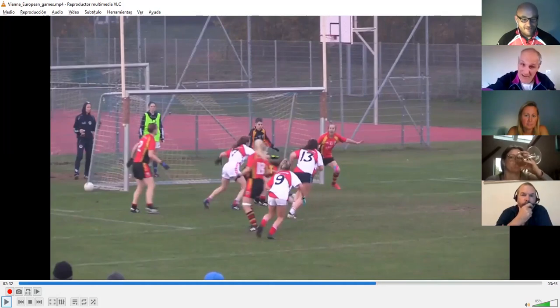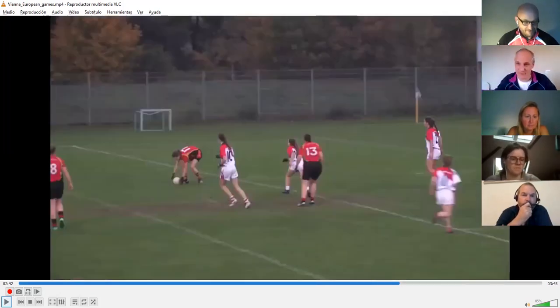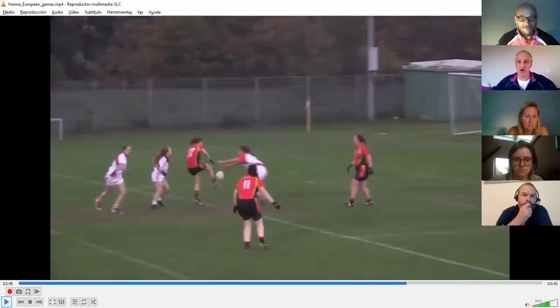She fouled the player. So when you foul the player, it's a free. So she didn't contact the ball at all. Didn't touch the ball. So that's a penalty because it was obviously inside the area. Okay. So just any free in here at all. Okay. Have a look.